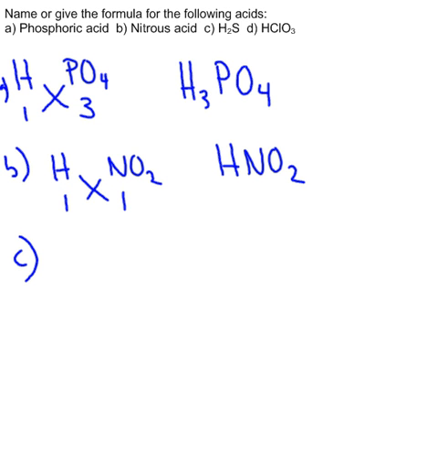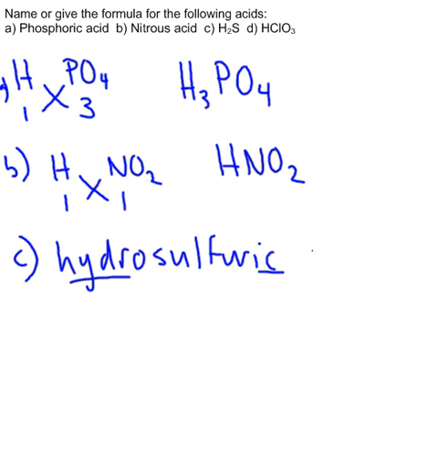H2S, no oxygen in there, and so we don't use the 8-ic-itis rule at all. We simply write the prefix hydro, and then we know it's sulfur, so it's hydrosulfuric, so it's hydro and ic for all of these, acid.